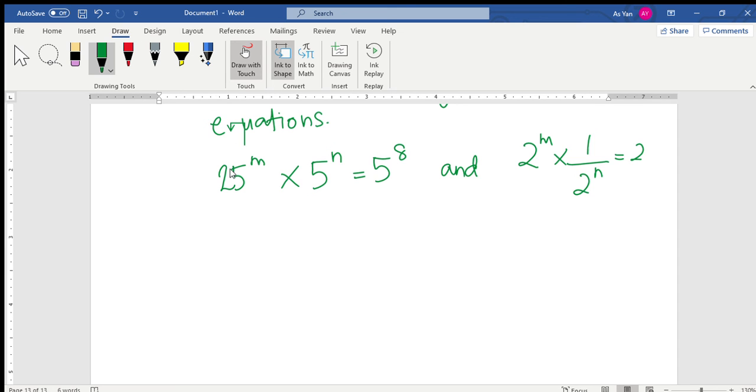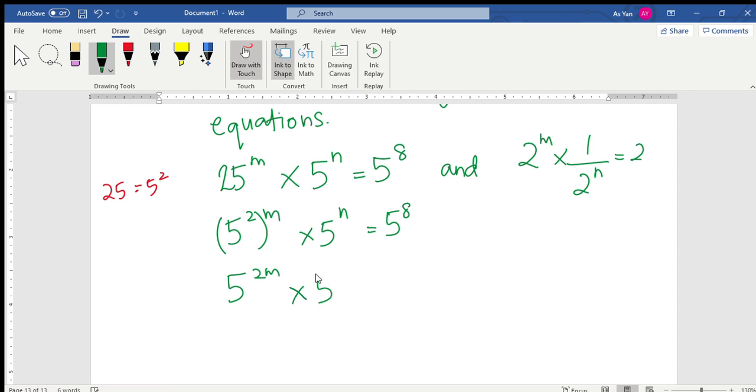This 25 to the power of m, we can change first to base 5 so that we have the same base. We know that 25 equals 5 squared, so this 5 squared will be substituted for the 25. So 5 squared raised to the power of m times 5 to the power of n equals 5 to the power of 8. So 5 to the power of 2m times 5 to the power of n equals 5 to the power of 8.